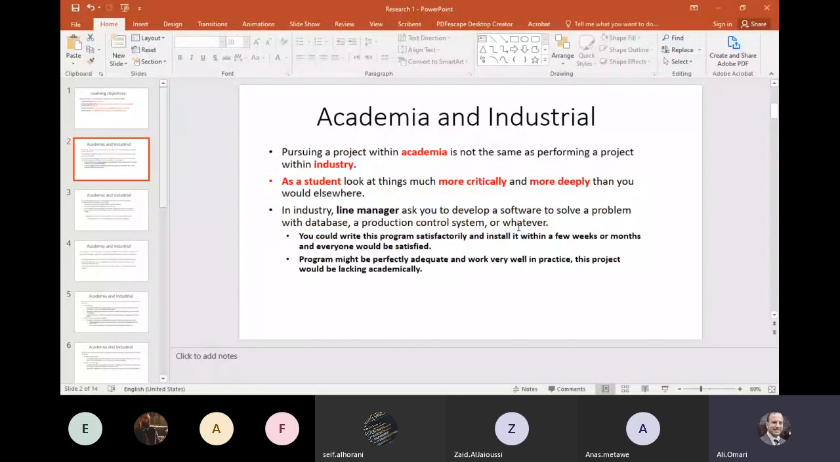As a student, if you are assigned a project, you have to look more critically and more deeply than if you are working in the industry, where you have a specific task, your first line manager assigns it, and you just have to do it. You don't have to think.